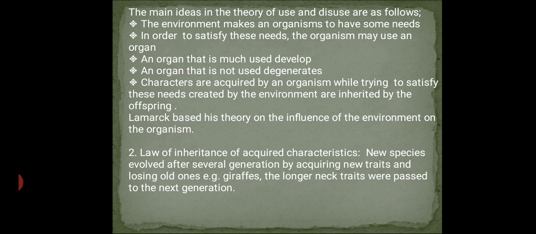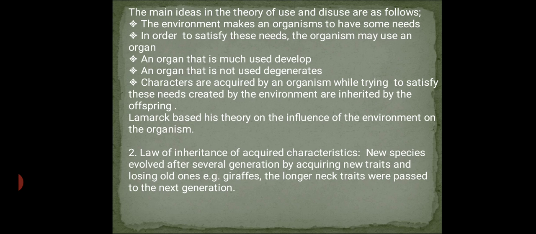As a result of this, the organism may use an organ in order to satisfy this need. An organ that is much used develops, and the organ that is not used degenerates. Characters are acquired by an organism while trying to satisfy this need created by the environment and are inherited by the offspring. Lamarck based his theory on the influence of environment on the organisms.